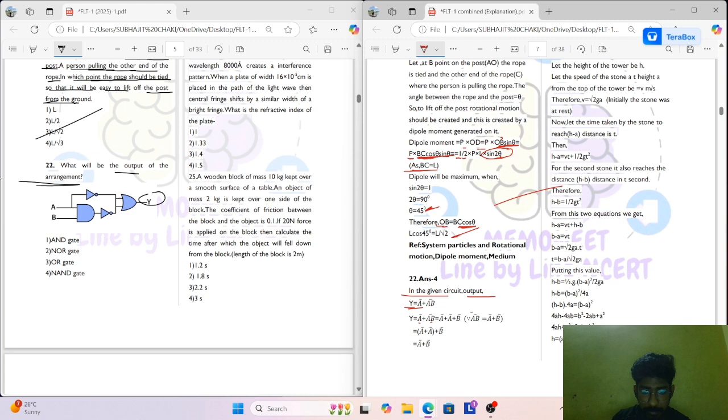A tower is there, and this is the top of the tower. When the first stone reaches A meter, another stone is thrown from height B from the top of the tower. This height is B. If two stones reach the ground at the same time, you have to calculate the height of the tower.